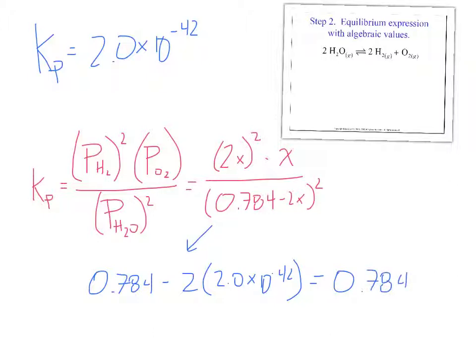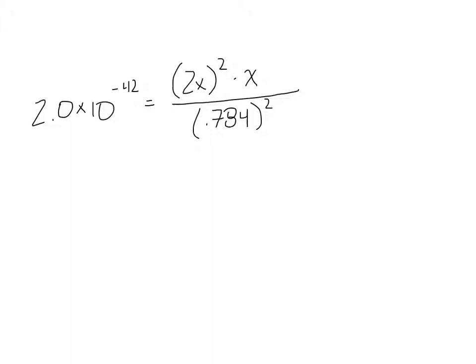0.784. And that's because this number right here is 2 with 41 zeros in front of it. So 0.784 minus 2 with 41 zeros in front of it is still going to be 0.784. That means this minus 2x isn't going to play a big role. It's not going to affect the 0.784, so we can ignore it. And that's going to make our lives a lot simpler. So now just rewrite it. This is what we're left with.